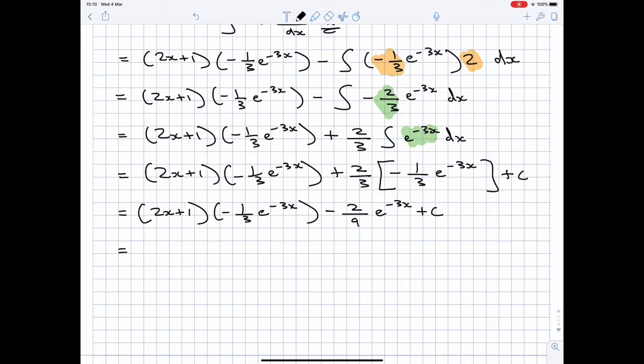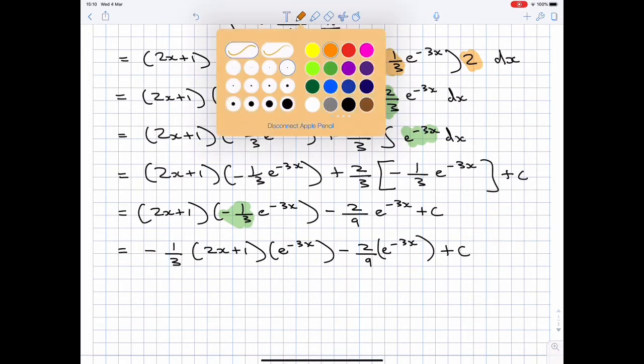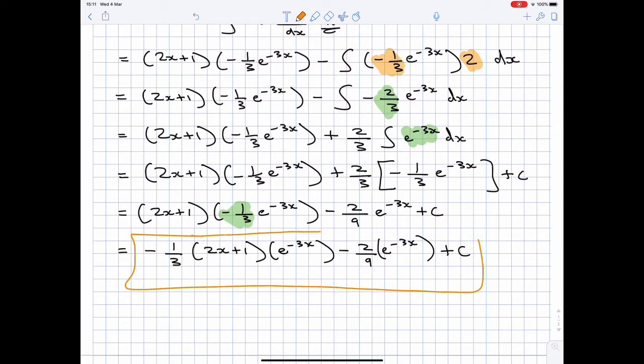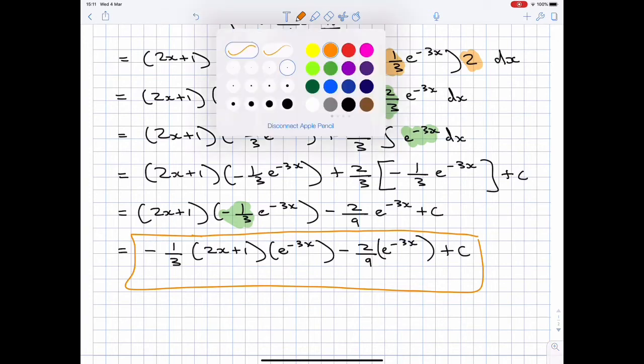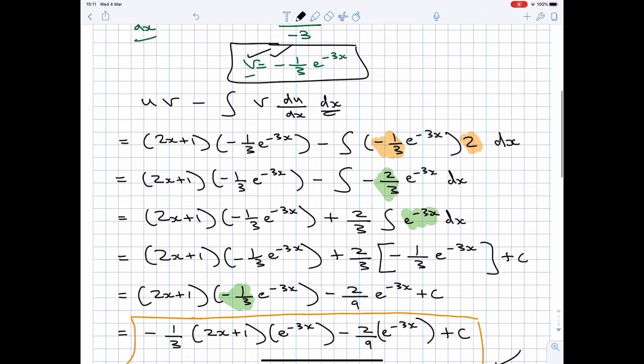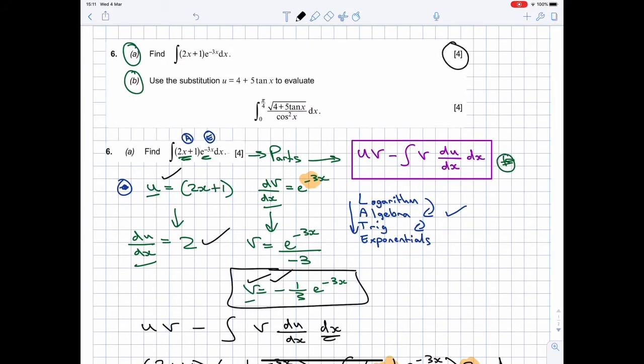And just to tidy this up a little bit, what we could do is take this minus 1/3 and just write it at the start of the expression. And once we do that, we'll have minus 1/3 (2x plus 1) e to the minus 3x, and then we've got minus 2 over 9 e to the minus 3x, could write this in brackets too, and then we've got plus c. And then the answer now is at a stage where it's been sufficiently simplified. And once you've got to this stage, we've got 4 marks for the first part of this question.